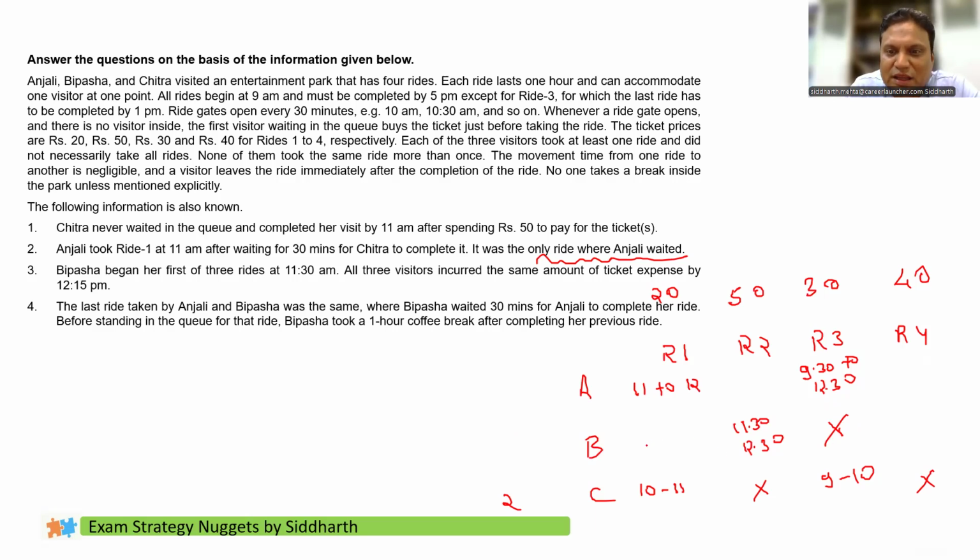So it is certain that Bipasha has taken these three rides, right? So we got this data from here. Where Bipasha waited, yes, the last ride taken by Anjali and Bipasha were the same. If the last ride of Anjali and Bipasha is the same, then definitely it can only be R4, because Anjali has already taken one ride from 11 to 12, so she will continue with some other ride. So the last ride taken by Anjali is R4.